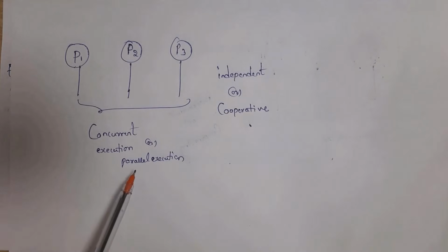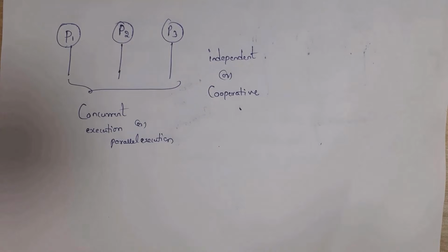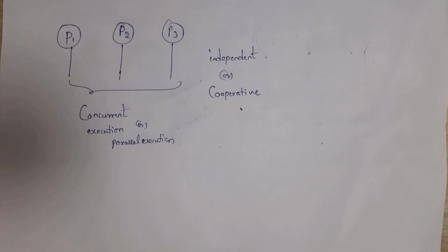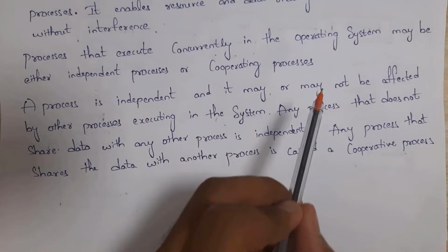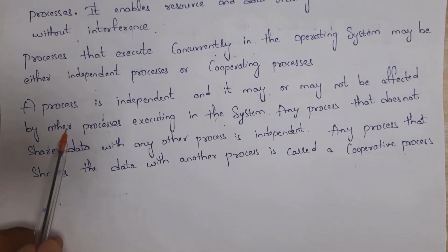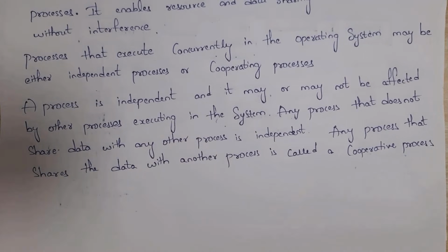We also call this parallel execution concurrent execution. This parallel execution is done only if processes are independent of each other. Processes which do not depend on each other are known as independent processes. Cooperative processes are processes which cooperate with each other. An independent process may or may not be affected by other processes executing in the system.